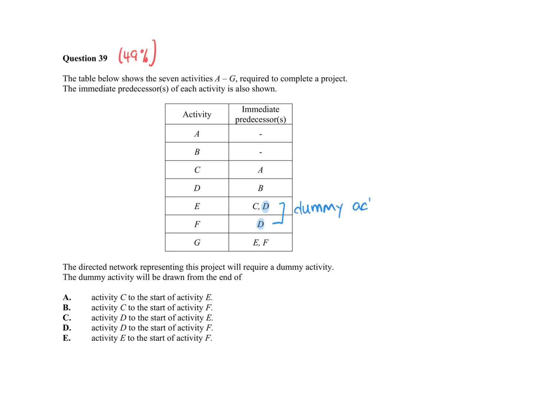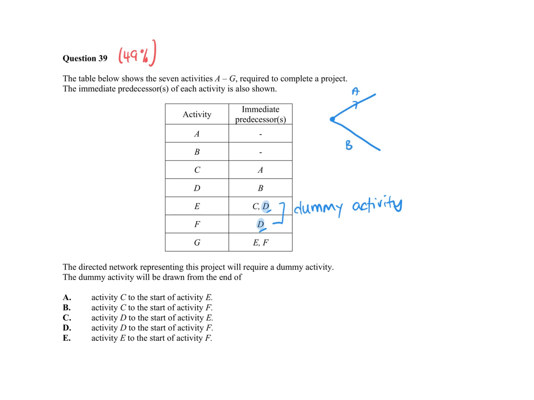So when you see one letter by itself and then also in another set, there's going to be a dummy. So it's probably best, and we might as well, we'll just practice drawing up this activity. So I'm going to practice drawing it here. I've got activity at A and B. They don't have anything before them, so out they go.